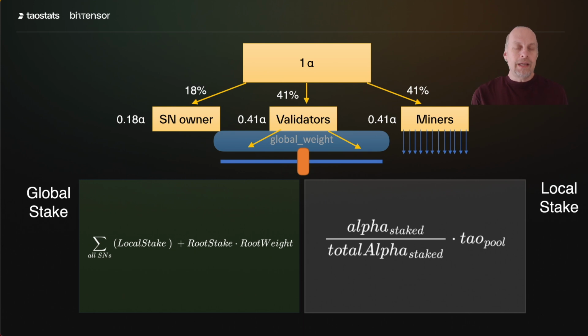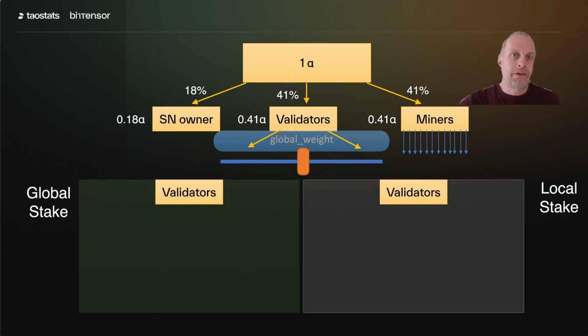The local stake is your percentage of alpha that you have staked versus all of the alpha that's staked, times the amount of tau in the pool. So basically, this is sort of the value of your alpha in terms of tau. The global stake is summing that local stake across all of the subnets, and then the root stake as well, with a weighting percentage that is added to the root stake. So you're summing up the local stake across all the subnets plus the root.